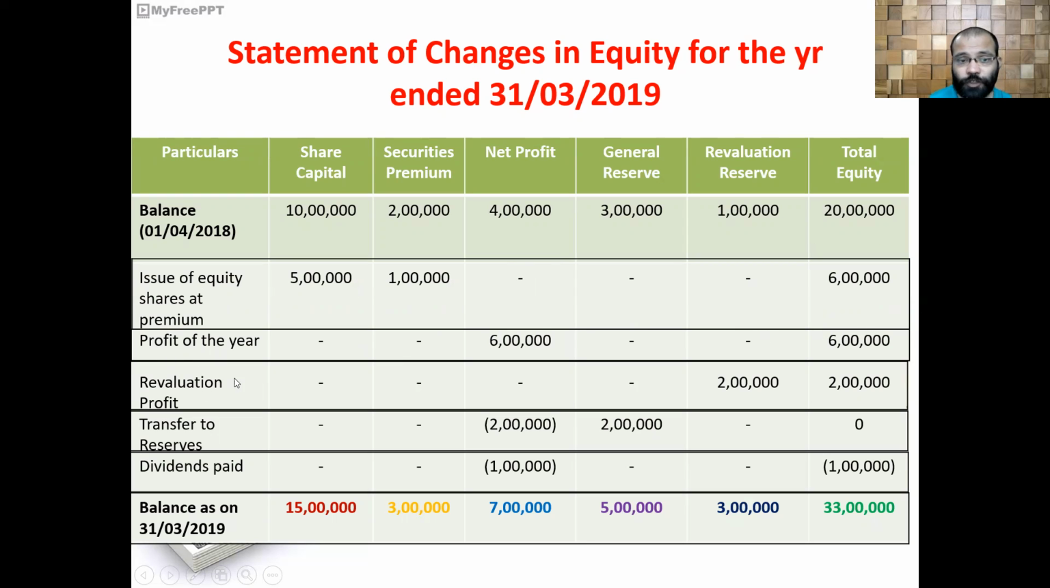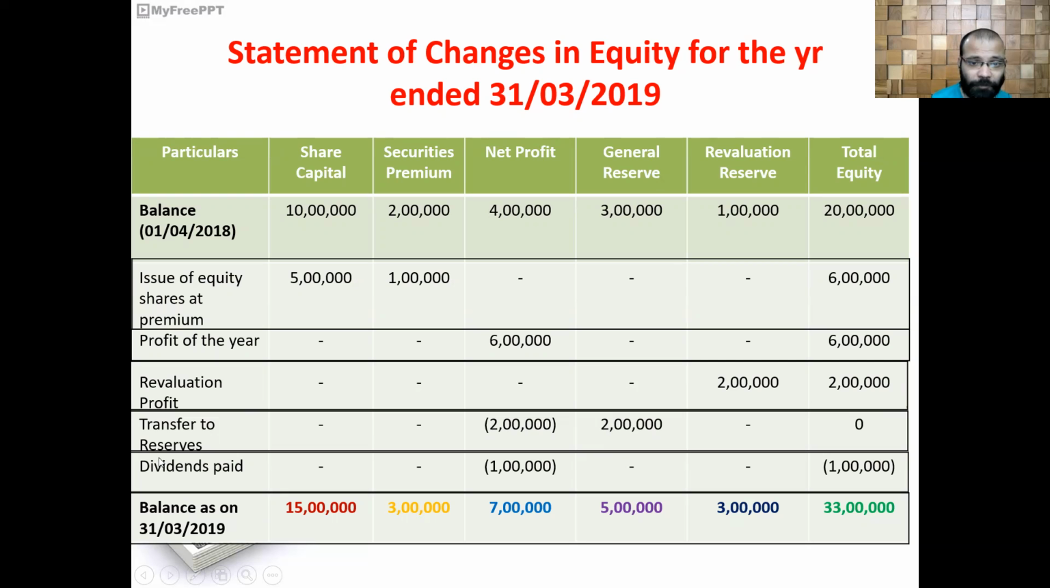Revaluation profit is given in the question, and you have to understand that it affects the revaluation reserve. All others are nil. So 2 lakhs is given, here also 2 lakhs, so the row total will be 2 lakhs. Very simple. Then transfer to reserves. It is going to be a negative figure under the net profit, but in the general reserve we are going to transfer the same amount. So this negative figure plus positive figure will give 0. That's why here it is nil.